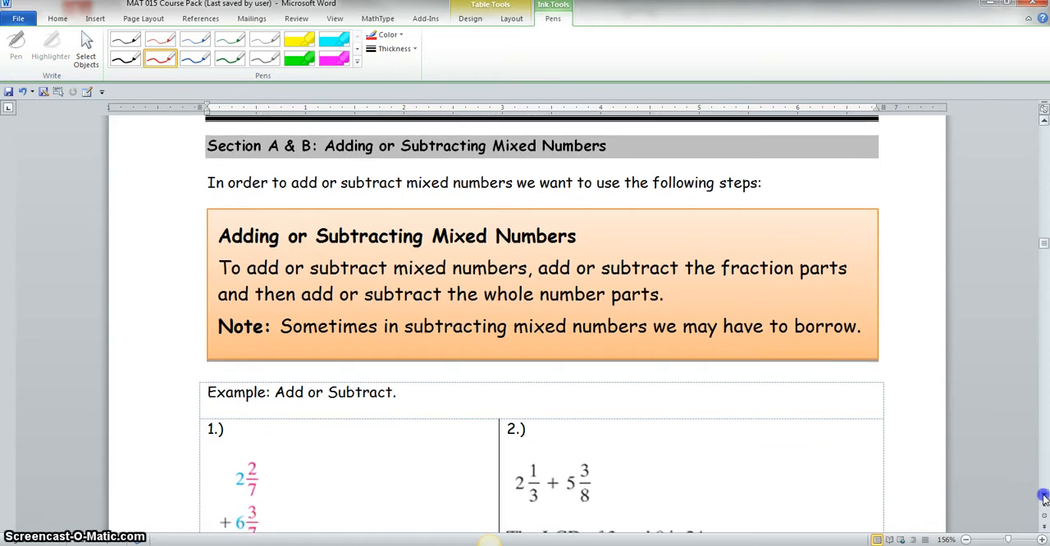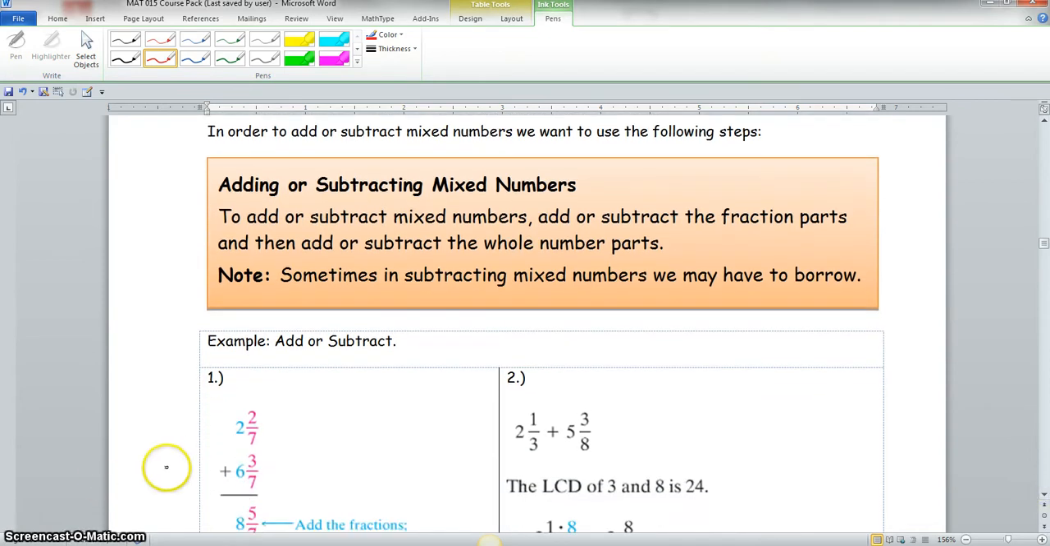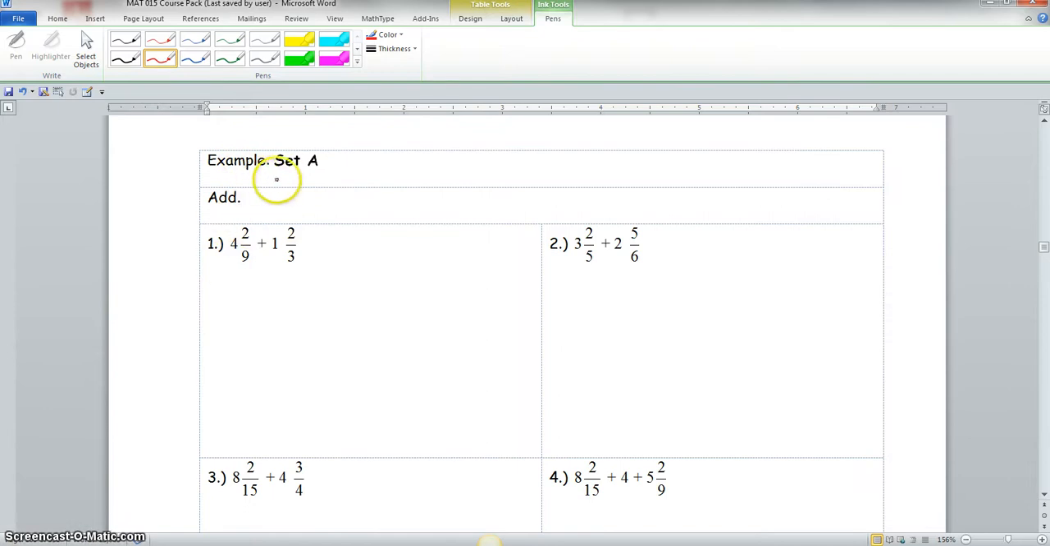Okay, now, what I want to do here, I want to get down to the practical part. So I took the liberty of skipping down to example set A. I'll give you a couple moments to get to that page. I think it's 2 more pages into your course pack. Okay, now you should be there. Now this is what I would suggest that we do.